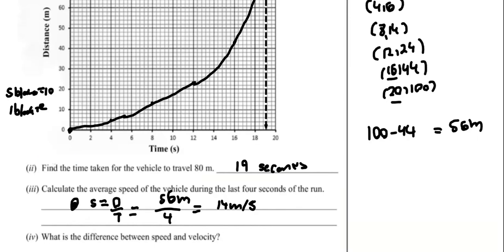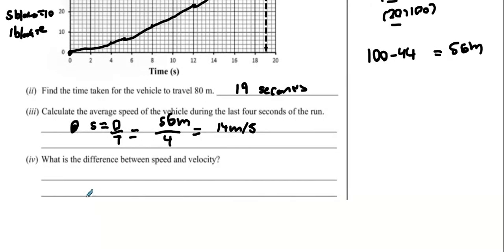What's the difference between speed and velocity? Well, velocity is speed in a given direction.